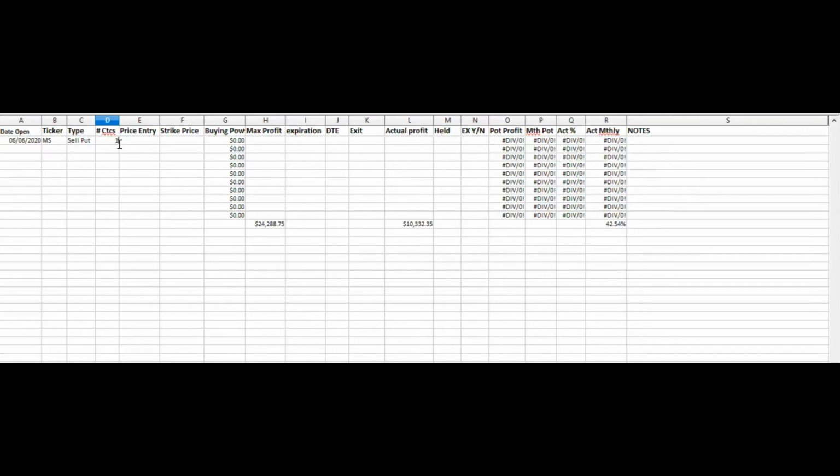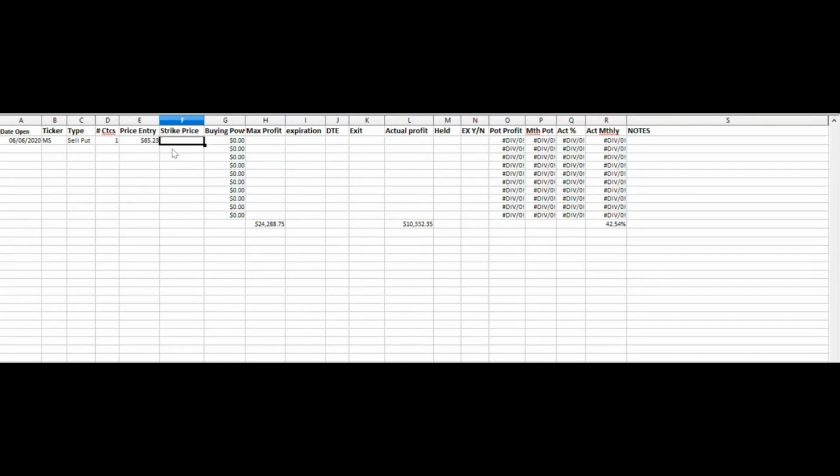I'm going to do one contract, and then I started doing this the last few months. I didn't do this initially, so in some of the examples you're going to see, this price at entry is not going to be filled in. I added this column later. But price at entry is the current price that the stock is trading at right now. So let's just say Morgan Stanley is trading at 65.23. I have no idea where it is, and that's irrelevant.